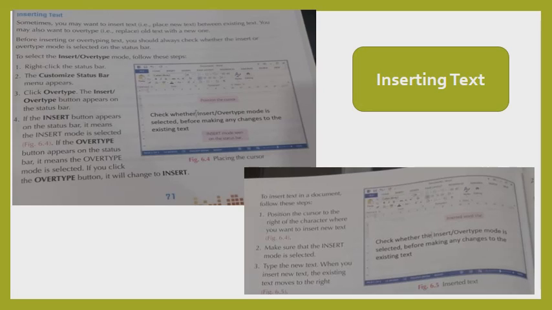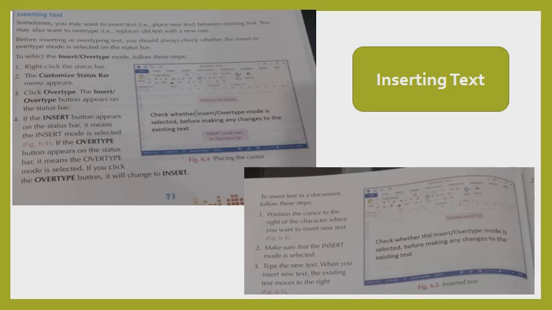Students, after that on page number 70, you will see a topic, inserting text. Sometimes you may want to insert text, which means you want to place new text between the existing text. Existing text means that which is already written. You may also want to overtype, meaning replace the old text with the new one, which means sometimes you want to write or add a sentence between the paragraphs or sentences you have already written.